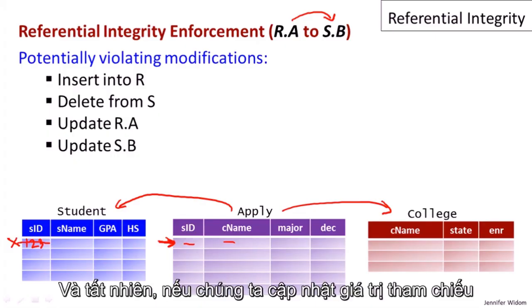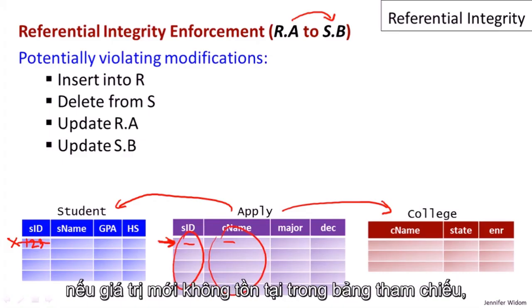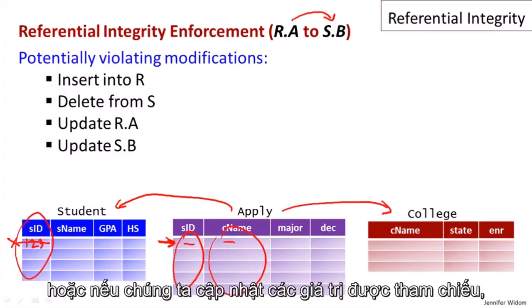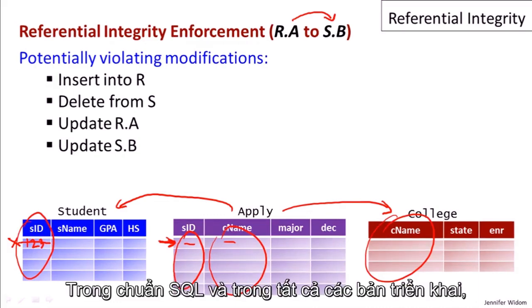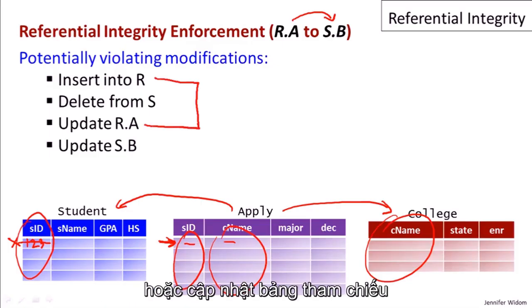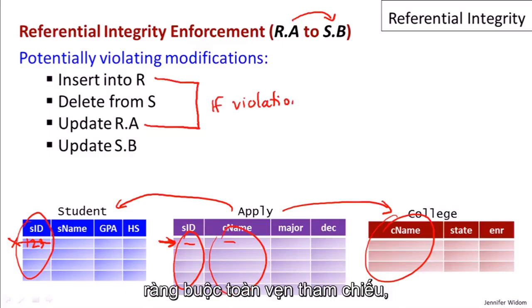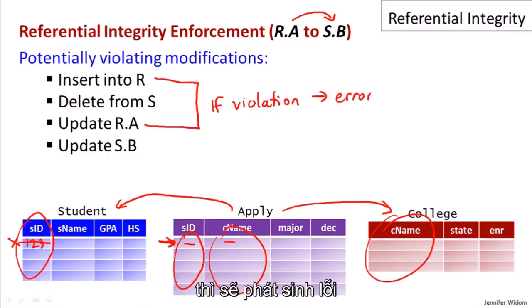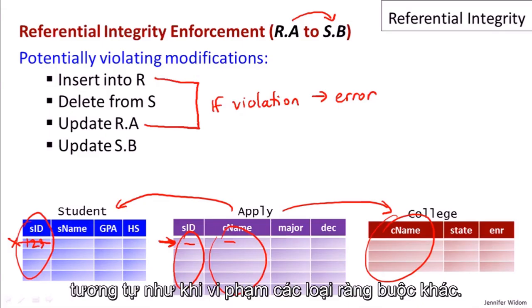And of course, if we updated the referencing value, either of these columns, that could cause a violation if the new value didn't exist in the reference table, or if we update the referenced values, that could also cause a violation. In the SQL standard and in all implementations, if we have an insertion into the referencing table or an update to the referencing table that causes a violation to the referential integrity constraint, then an error is generated and that modification is not allowed, just like the violation of other types of constraints.